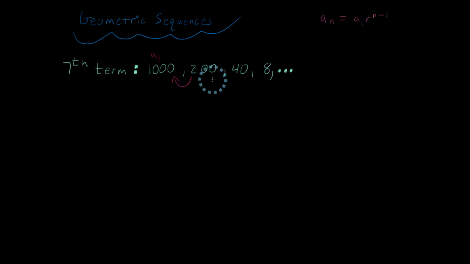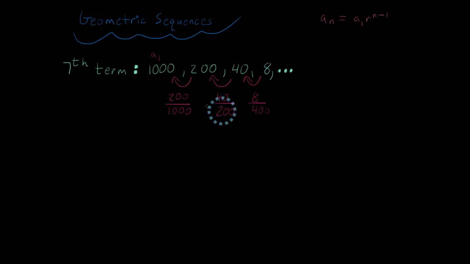In fact, I probably shouldn't say let's find out what it is. I should probably say let's find out if there is a common ratio. The way we do that is to take a value in one of the terms and divide it by the term that's before it. So in this case, I'll have 200 over 1000, 40 over 200, and then 8 over 40.